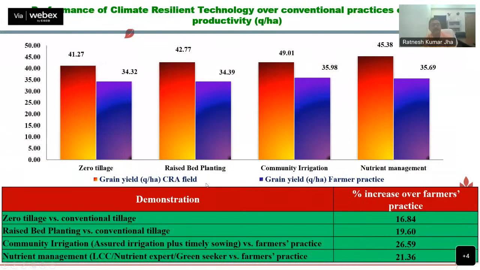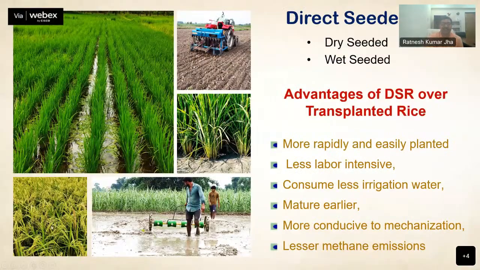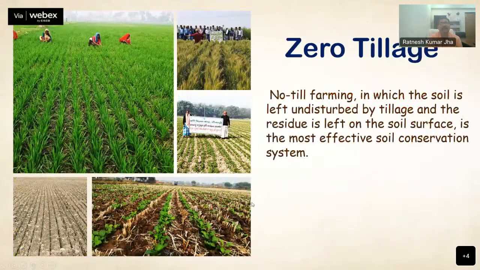And again, these are the interventions for Rabi. In Rabi, we have zero tillage, raised bed planting, community irrigation. Community irrigation is common in both the years, both the seasons. And again, this is nutrient management. So you see zero tillage versus conventional tillage, 16.84% higher yield; raised bed planting, 19.6% higher yield; community irrigation, 6.5% higher yield; and nutrient management, 20.3%. This is the residue of crops using zero tillage.